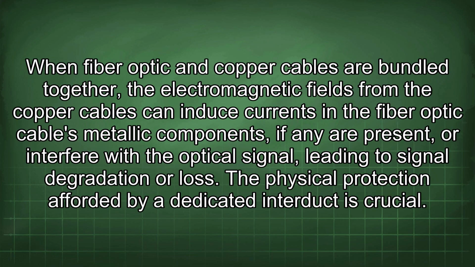When fiber optic and copper cables are bundled together, the electromagnetic fields from the copper cables can induce currents in the fiber optic cable's metallic components, if any are present, or interfere with the optical signal, leading to signal degradation or loss. The physical protection afforded by a dedicated interduct is crucial.